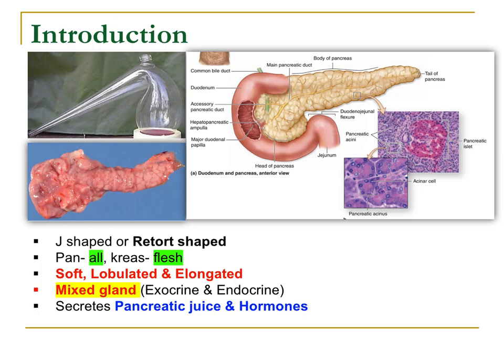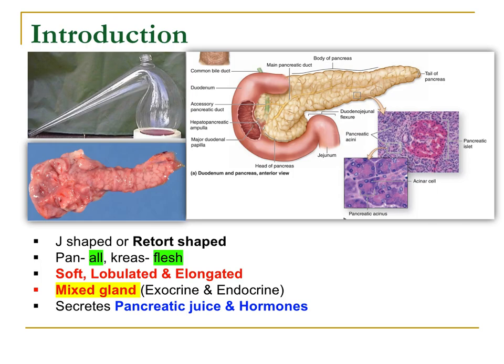And if you see the shape of the pancreas, it looks somewhat like a retort or J-shaped structure, which is mainly made up of flesh. All parts of the pancreas are generally made up of a fleshy structure, which is soft, lobulated, and elongated. The main function of this pancreas is to secrete pancreatic juices, and I have already discussed the hormones that are released from the pancreas.